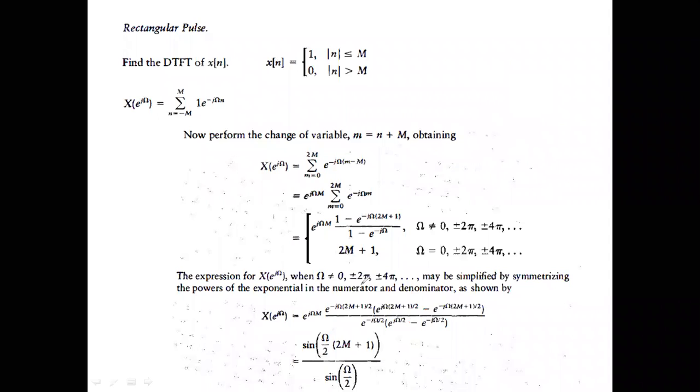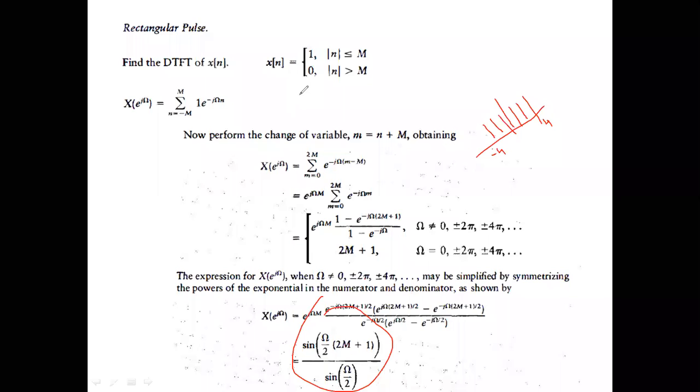For any m, the answer will be sine of omega by 2 into 2m plus 1, divided by sine of omega by 2. Suppose my rectangular pulse starts from minus 4 and goes till plus 4. Then my answer would be sine of omega by 2 into 2 into 4 plus 1, that is 2 into 4 plus 1, 9, so sine of omega into 4.5 divided by sine of omega by 2. So this is a standard result for a rectangular pulse, which you are supposed to remember.